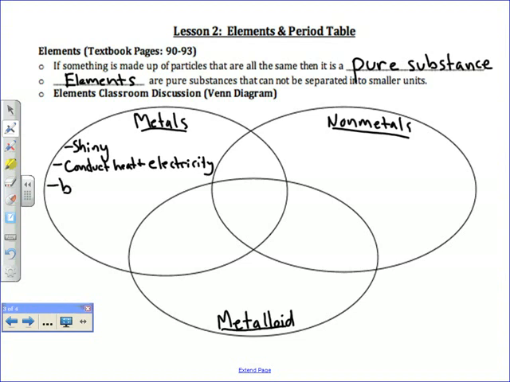Also, they're blue on the periodic table that you can find in your textbook. They're not always the same color in periodic tables, though. Also, on this periodic table, you can see that they're left of the zigzag line. Another important thing to note is that they have few electrons in their outer energy level. And we'll talk more about why that's important later.